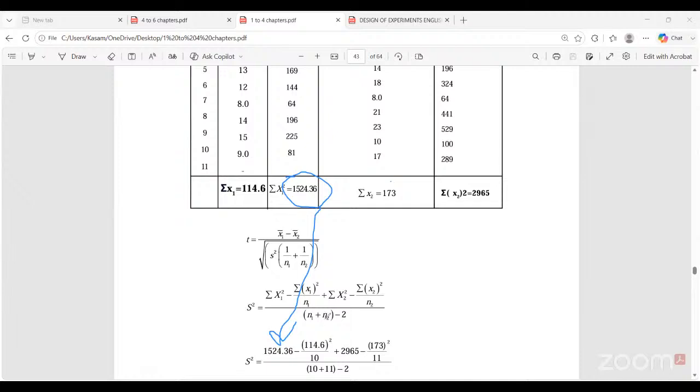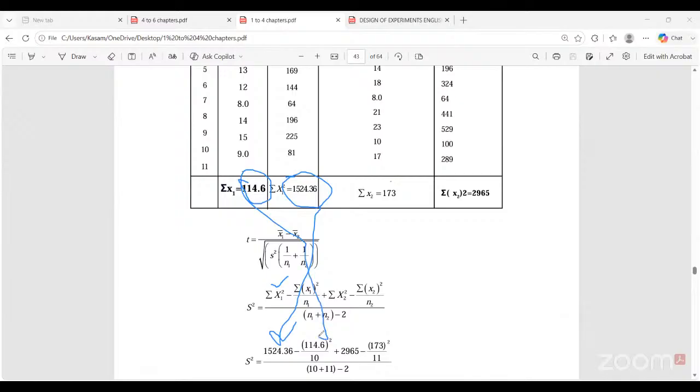1524.36. Correct? Please listen here, it is the most important. Summation x1 square is 1524.36. What is summation of x1 square?